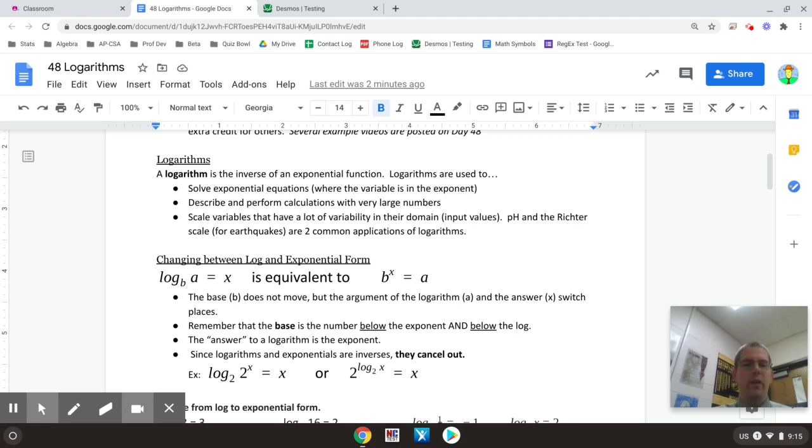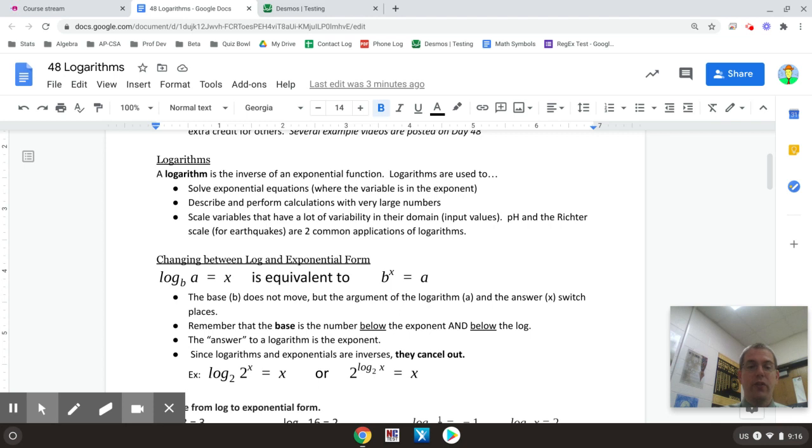A logarithm is the inverse of an exponential function. So that means a logarithm will basically cancel out an exponent. Logarithms were developed in the 1600s to help people deal with very large numbers, and they're still used today in certain scales and measurements, especially in science or economics, where you might have a whole bunch of variability in x.